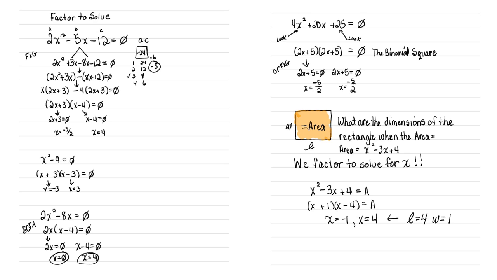The next one, x squared minus 9, is the difference of two squares. So x plus 3 and x minus 3, set those to 0, x equals negative 3, and x equals 3.